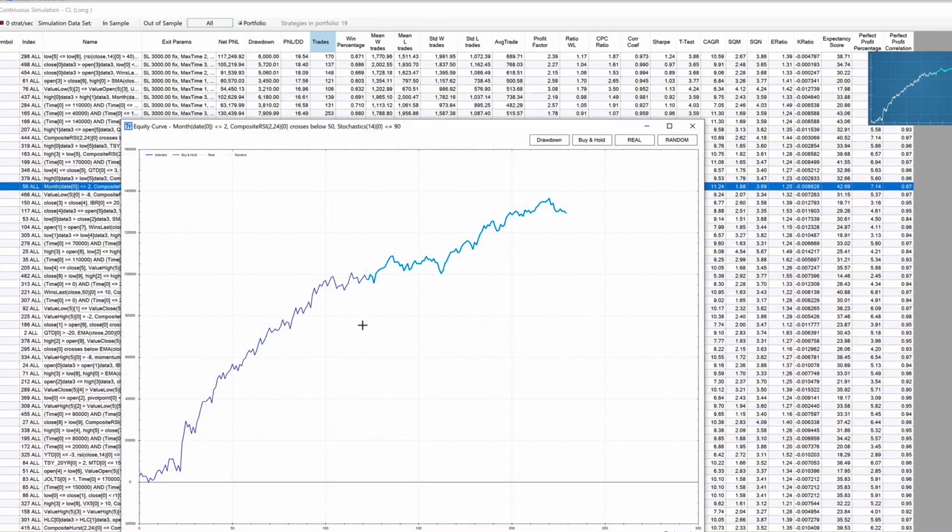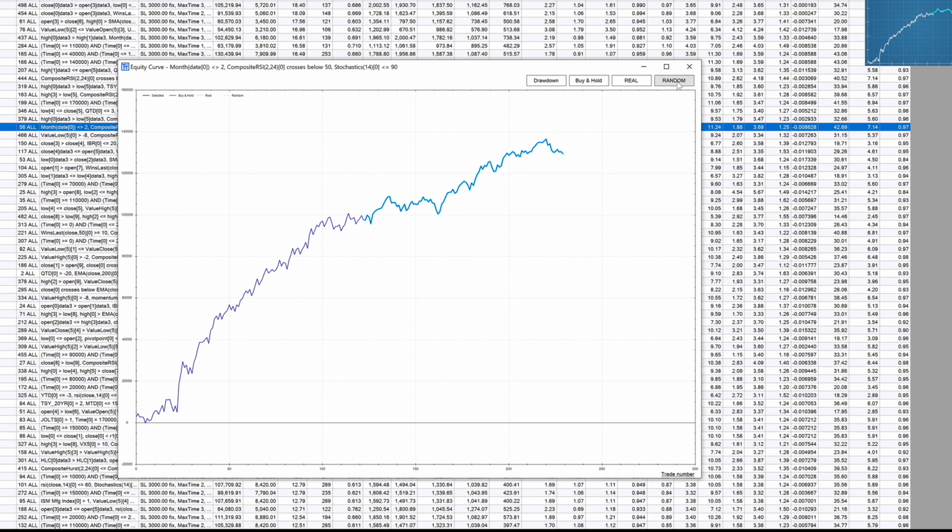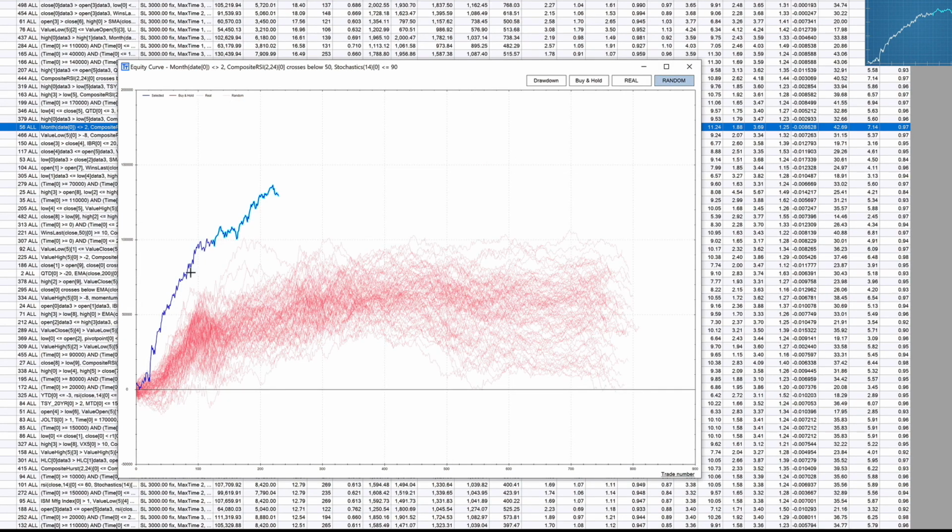Here's one that looks interesting. We have the equity curve, looks good. The random, look how clear this is. Look how much better this produces returns than random strategies. It really stands out from random. So this is a good sign.